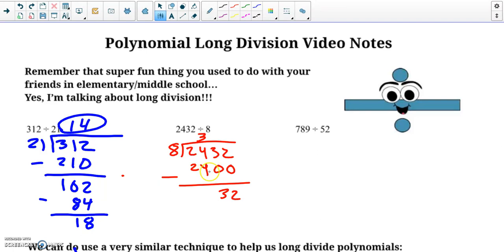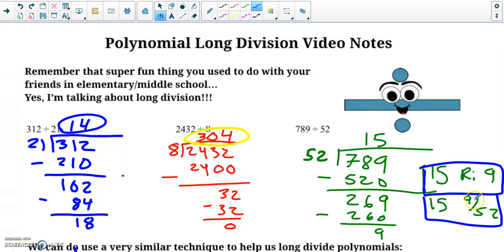Notice that here we kind of skipped a place, so we need to ask how many times does 8 go into 3? 0. Then we can ask the question, how many times does 8 go into 32? It goes in 4 times. 8 times 4 is 32. Subtract those, we get 0. There is no remainder. Our answer is just, it goes in 304 times. Okay? Pause the video, try the last one, and I'll show you the answer.